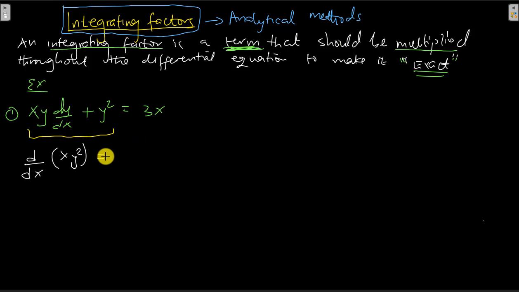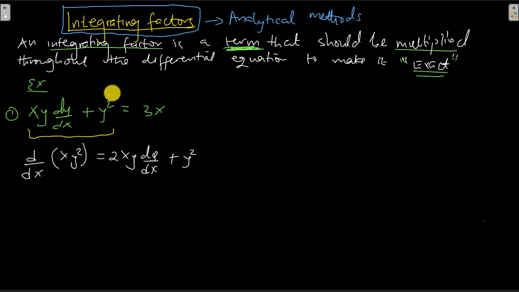Using the product rule, I keep x as a constant. The derivative of y² is 2y, but this is with respect to x, so 2y dy/dx, plus, I keep y² as a constant, and the derivative of x with respect to x is 1. So there we go. Is it the same as the left-hand side of our differential equation?